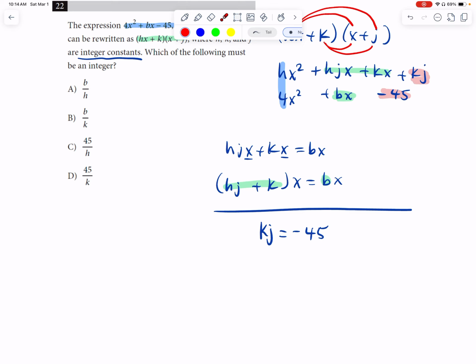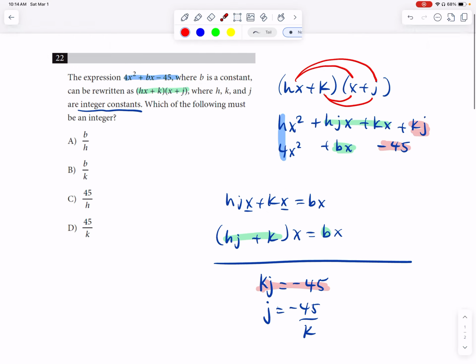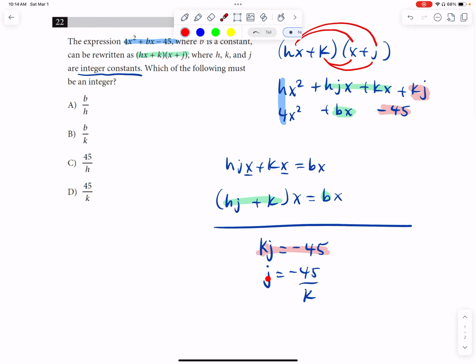So notice also what our answer choices look like. And I think I can make one of these things happen. I can make that answer choice D happen by just dividing this kj by k. I'll divide the k over here to the other side. So what this equation is telling me is that if I divide 45, or even negative 45, doesn't really matter, by k, which is an integer, because it told us that it was an integer coefficient, I get j, which is also an integer.